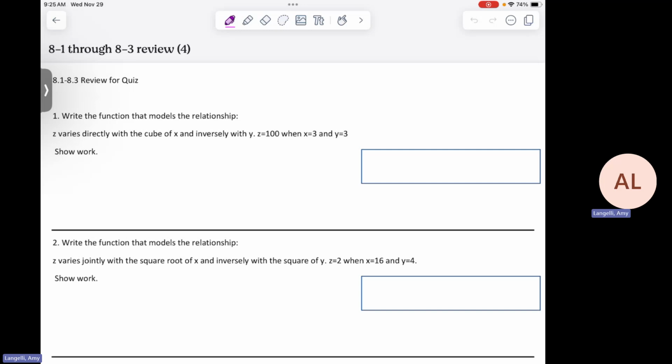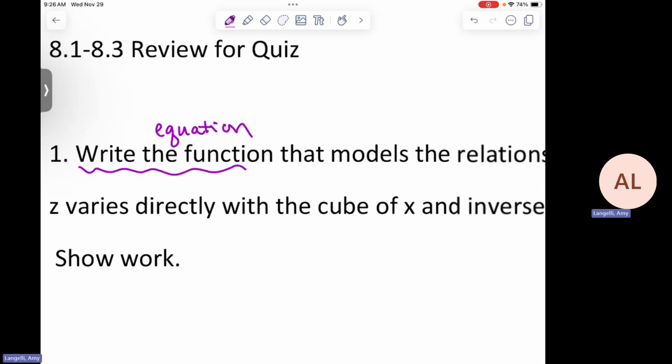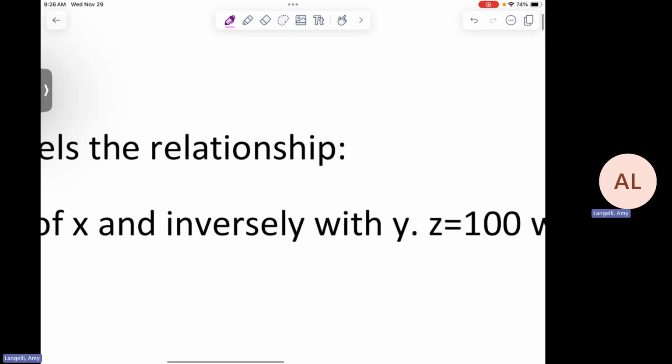Write a function. Let's zoom in. What does it mean to write a function? What does that mean? Good. It means write an equation that models the relationship. Now, when it talks about a relationship, that's usually like y equals k times x and y equals k divided by x.